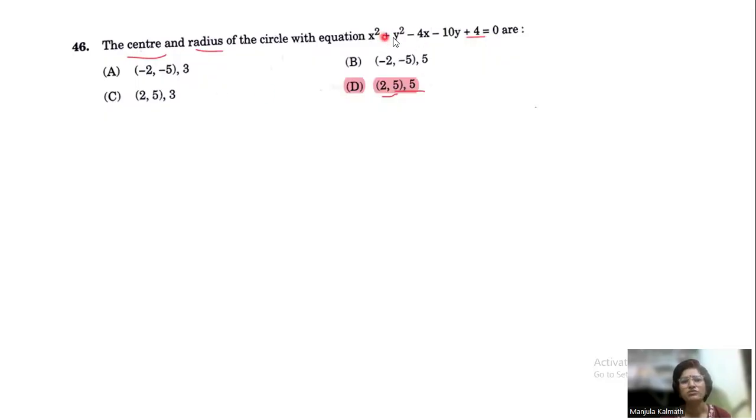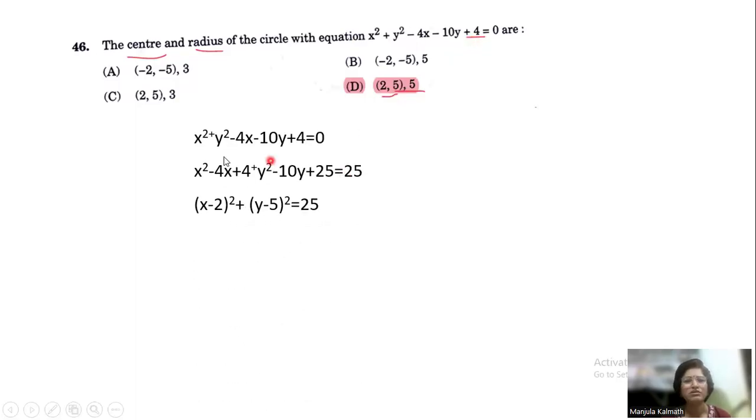First, we have to convert this given equation into the standardized form. In order to do that, first we have to take all the x-related terms on one side and the y-related terms on the other side, and simplify to convert the equation into the standardized form. So here we have the given equation. If I take the x-related terms on one side, along with the 4, I'll take x² − 4x + 4.